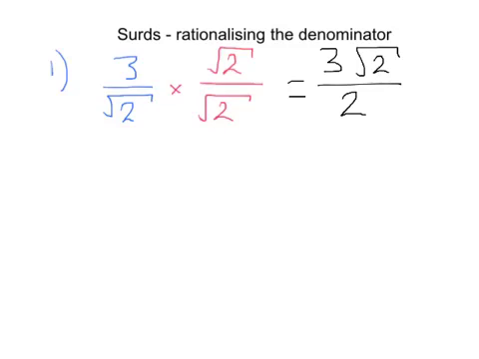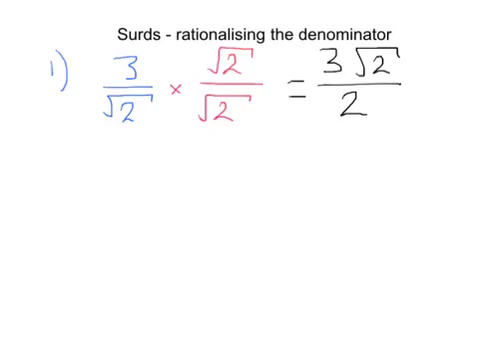You can describe it in different ways, but that's the first rule that we're going to have to do in order to rationalise our denominator. Whenever we're doing these, we look at whatever the surd is on the bottom and we multiply the numerator and the denominator by that surd, root 2 over root 2, and it gives us our final answer here.